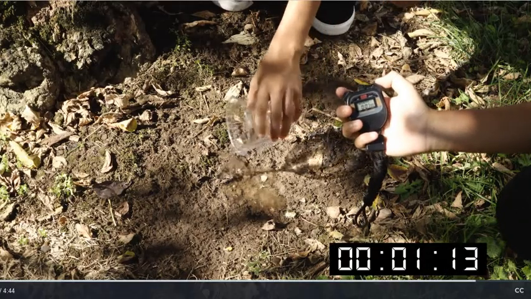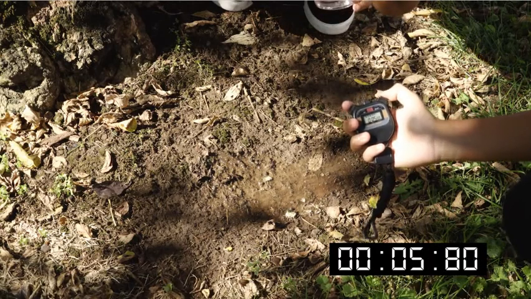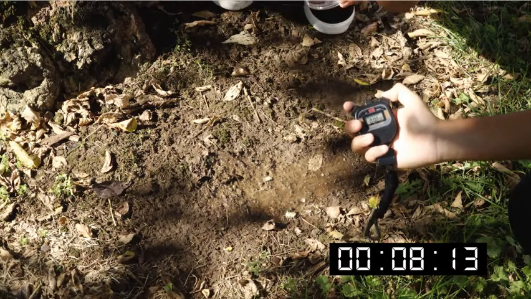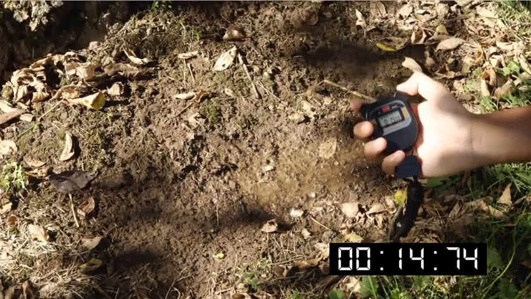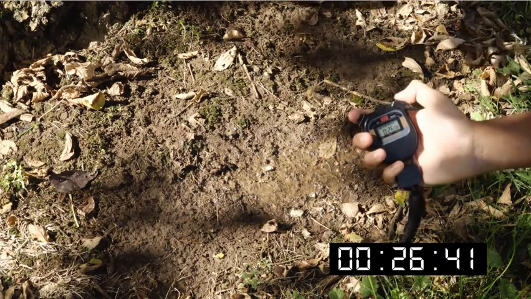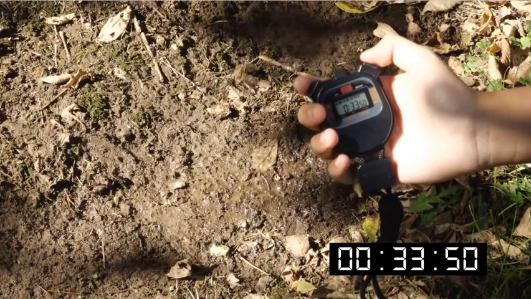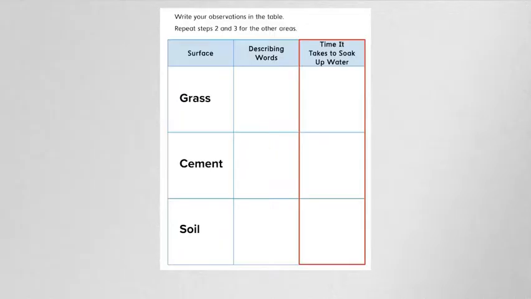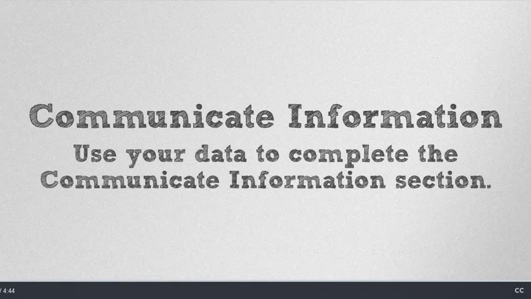Follow the same steps as you did with the grass and cement. Have your teacher refill the cup with water. Make sure your timer is set at 0. Start the timer as soon as the water is poured, and stop it once the water has been soaked up. Observe what happens when the water is poured on the soil. Did the soil soak up the water? Record the time in the data table. When you're ready, select Continue. Next, use your data to complete the Communicate Information section.